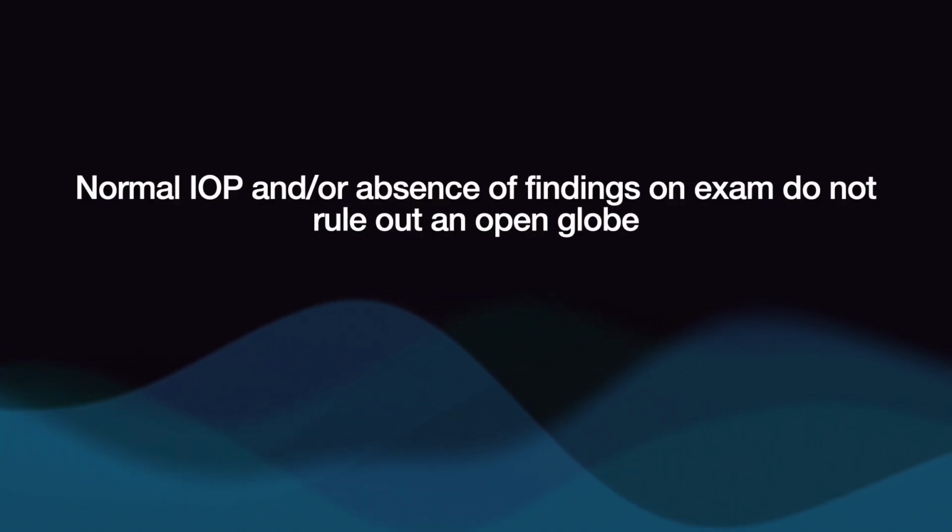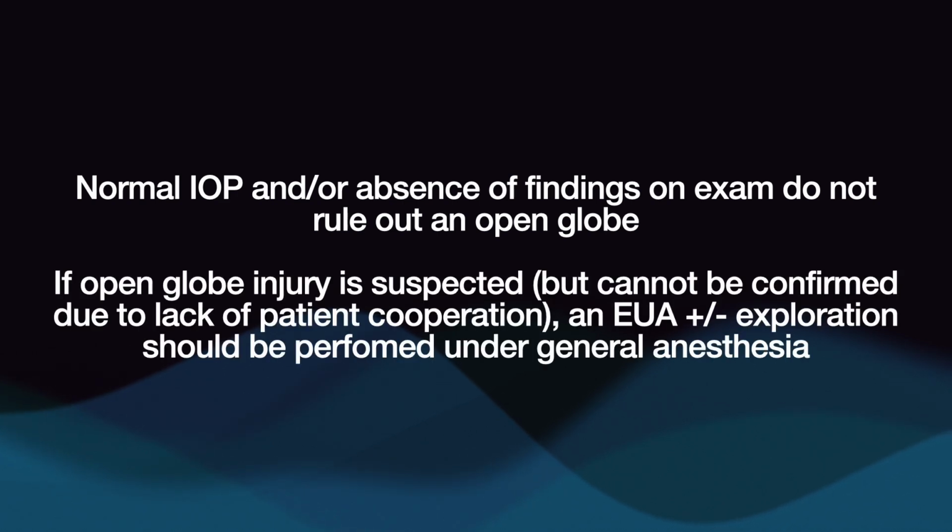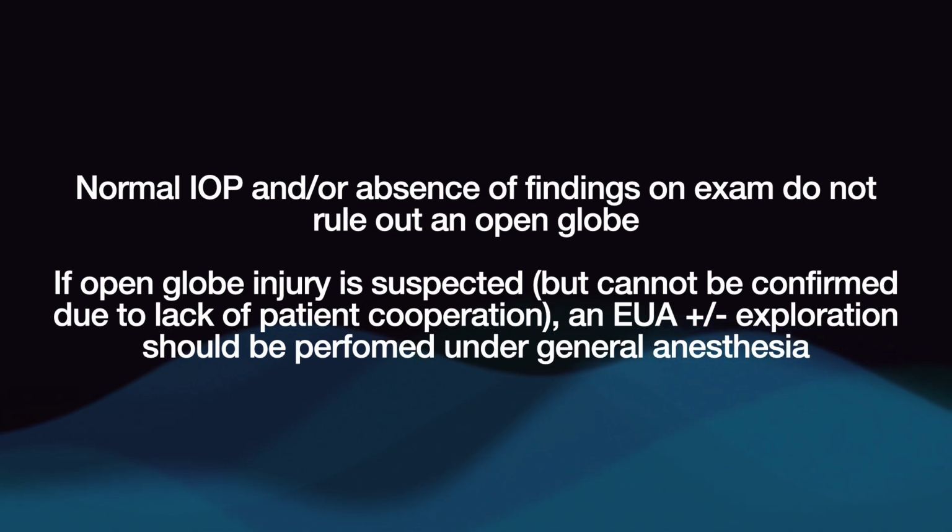So normal IOP and absence of findings on exam do not rule out an open globe, and if it's suspected but can't be confirmed due to lack of patient cooperation, an EUA, exam under anesthesia, plus or minus exploration, should be performed under general anesthesia. Don't go crazy with this, but if the mechanism makes you suspicious for an open globe and it's a 2-year-old and you're not getting a good exam, you may just need to do an EUA.